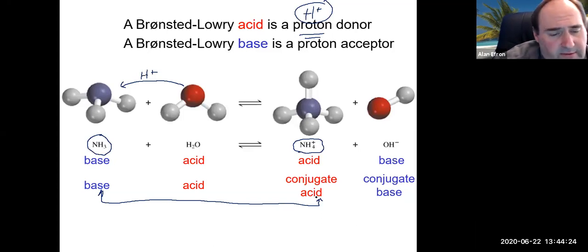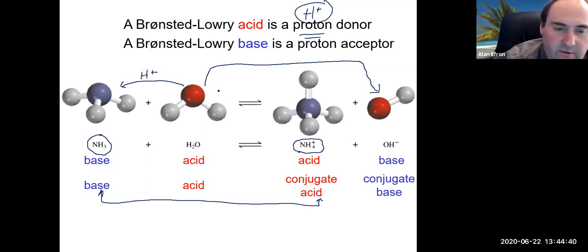So when we lose the H, again, the important part is the plus part. When we lose the plus, we become more negative, right? One more negative. So we become OH minus. And that's what we see here. And that also gives us two things that are related to each other. We have our acid on the left-hand side and our conjugate base on the right-hand side. And these two things are related to each other.